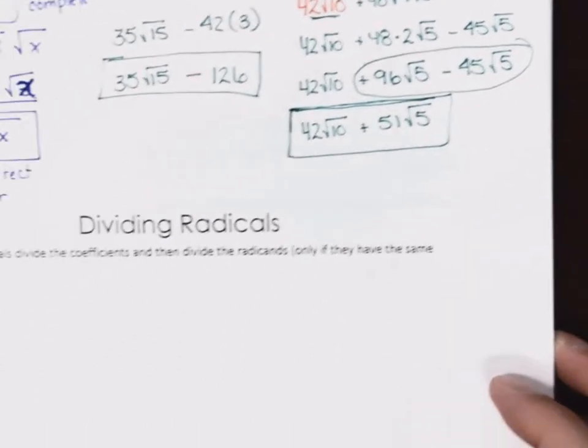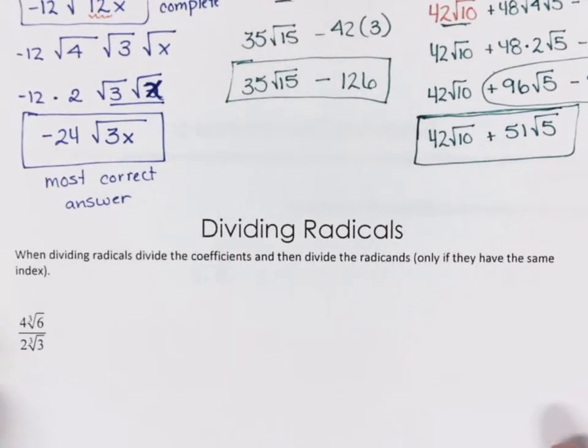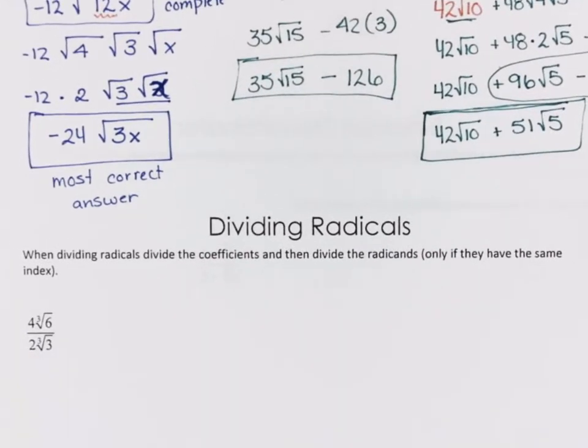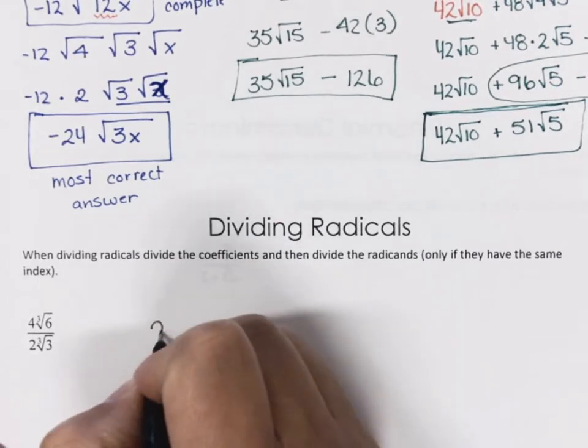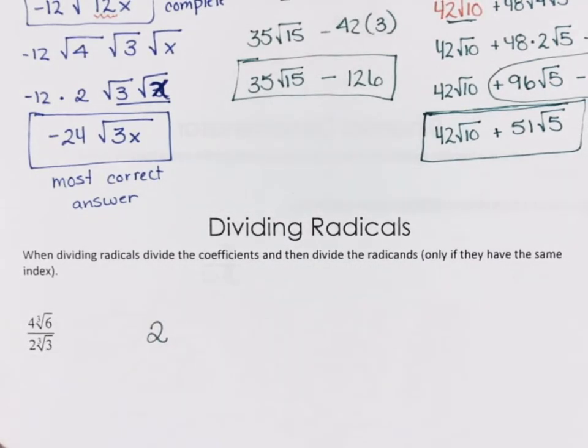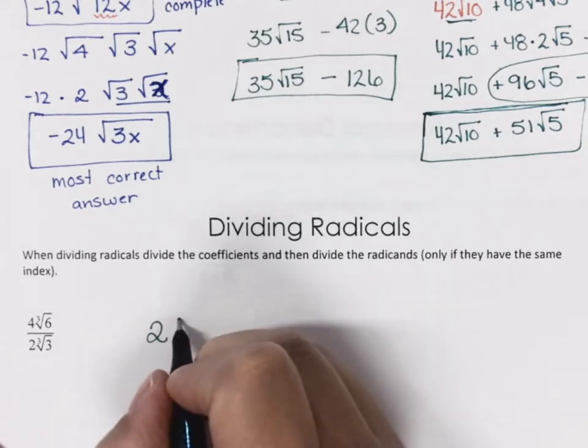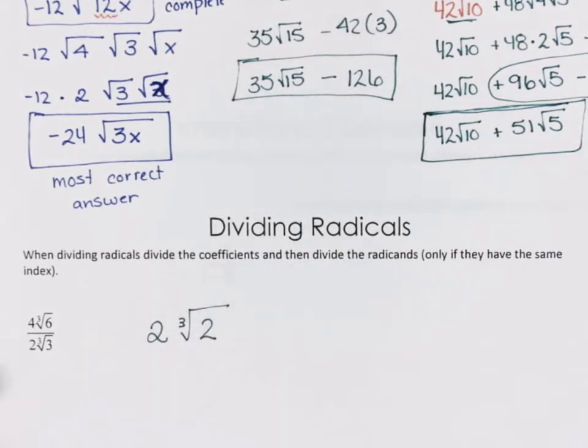Okay, dividing radicals, just as easy, but dividing is always harder. Again, have to have the same index. Divide the coefficients, divide the radicands. Easy peasy. So if we look at this one, what's the answer going to be? What's 4 divided by 2? 2. Good job, everybody. And then what's 6 divided by 3? 2. Ta-da! It's not very exciting, but again, the same rules apply for both dividing and multiplying.